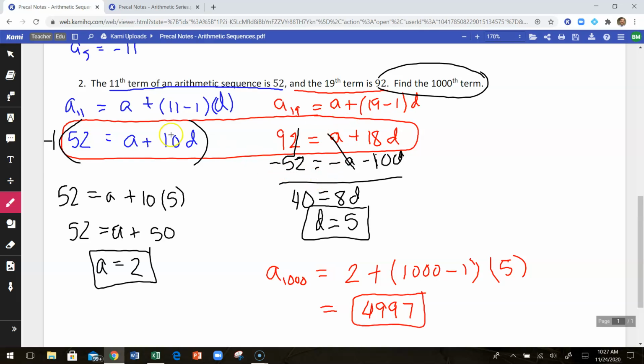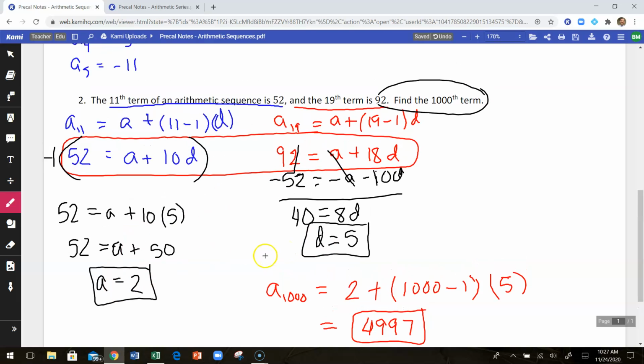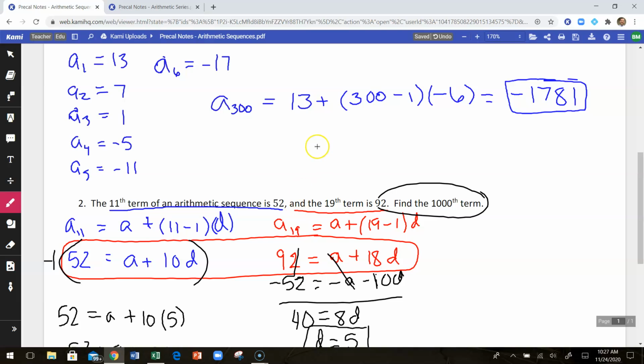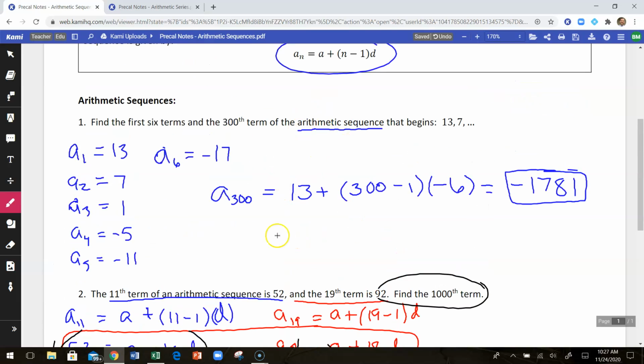Okay, so you may have to use a system of equations to figure out your first term and your common difference, but for the most part, it's just being able to use that formula and understand what it is that you are finding.